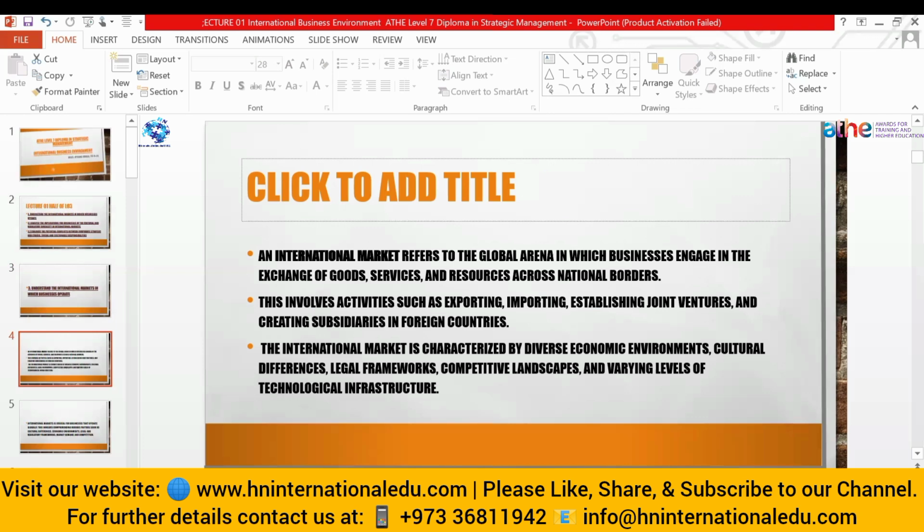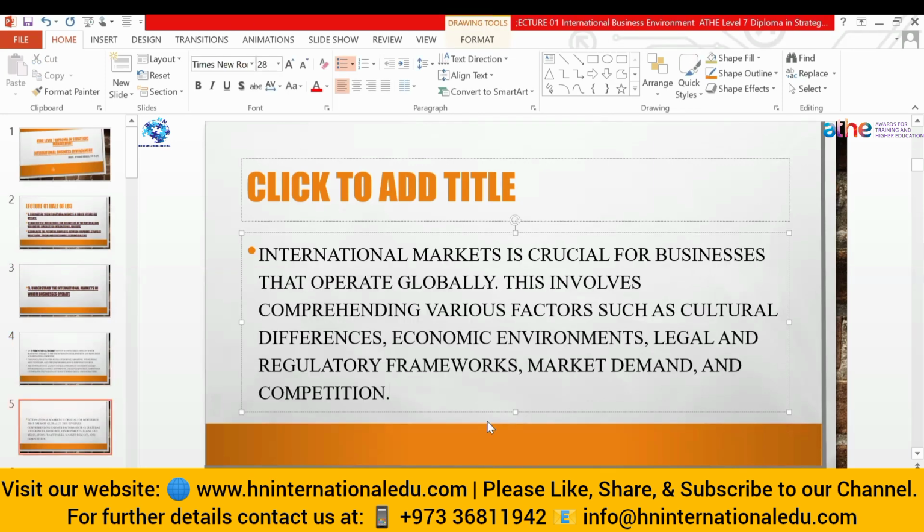That is how we expand our markets, from the local, regional, and domestic market to the national, multinational, and international. International markets are crucial for businesses that operate globally. This involves comprehending various factors such as cultural differences, economic environments, legal and regulatory frameworks, market demand, and competition.